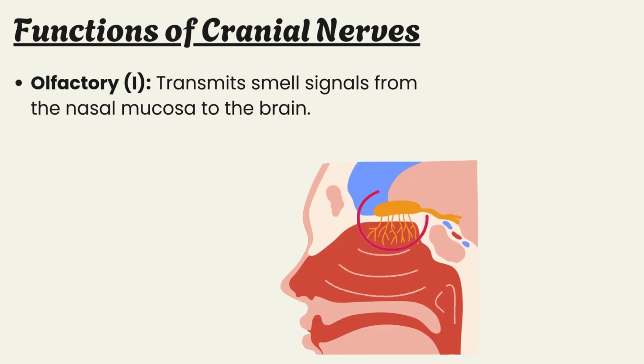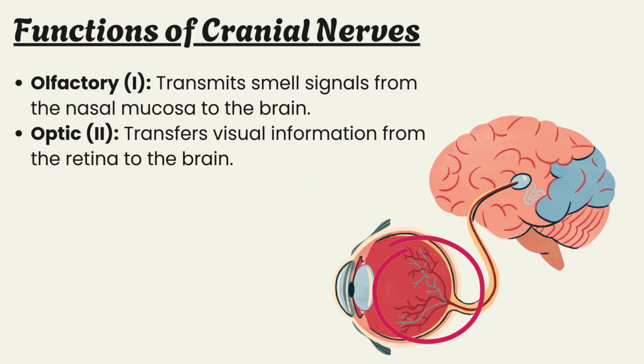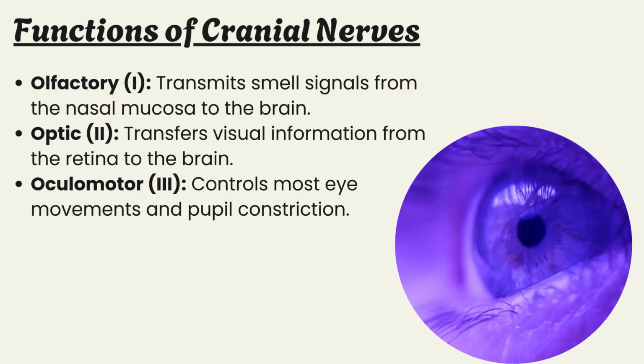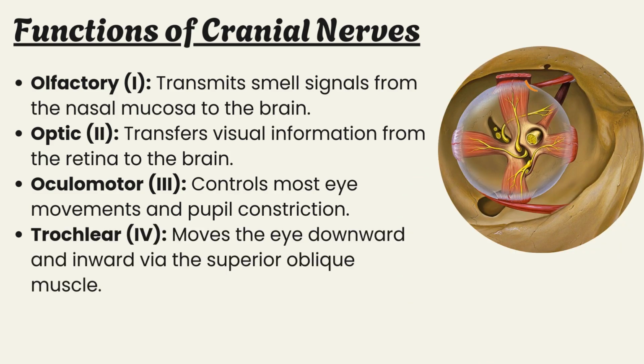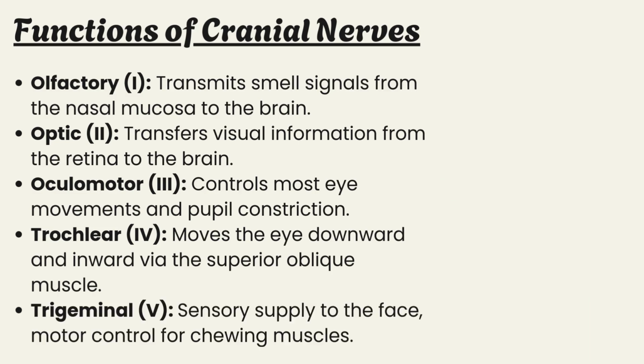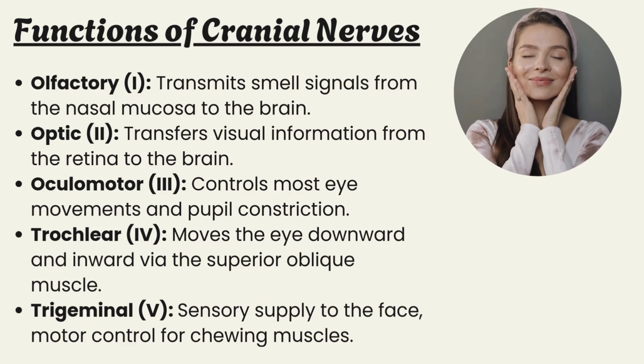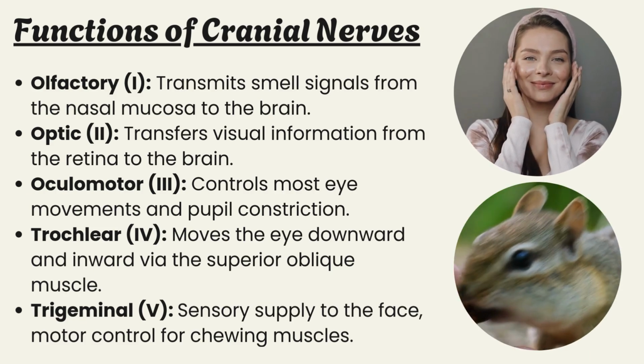Olfactory nerve transmits smell signals from the nasal mucosa to the brain. Optic nerve transfers visual information from the retina to the brain. Oculomotor nerve controls most eye movements and pupil constriction. Trochlear nerve moves the eye downward and inward through the superior oblique muscle. Trigeminal nerve provides sensory supply to the face. Motor control for chewing muscles.